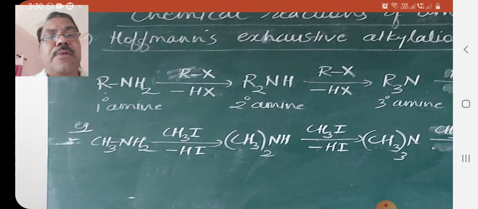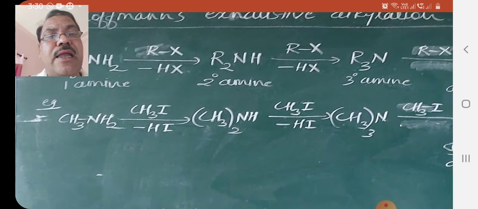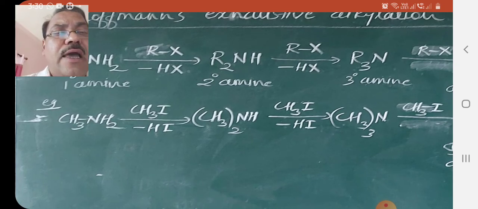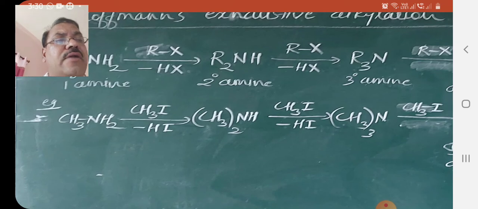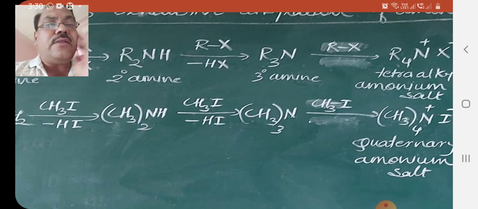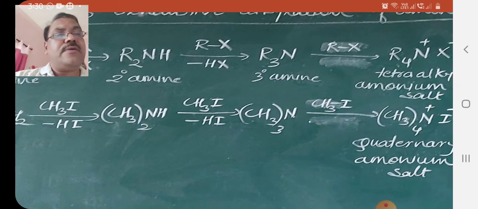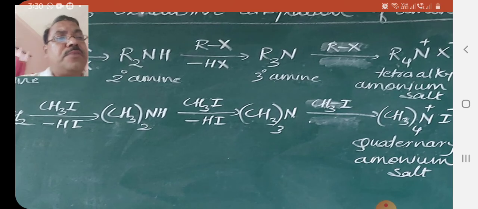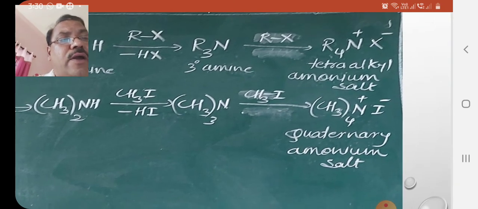We can see in the example, when methylamine is reacted with methyl iodide, one hydrogen and iodine get eliminated and dimethylamine, or second degree amine, is formed. Similarly, when dimethylamine is reacted with methyl iodide, trimethylamine, or third degree amine, is formed. And when third degree amine is again reacted with methyl iodide, tetramethyl ammonium iodide, which is called quaternary ammonium salt, is formed.